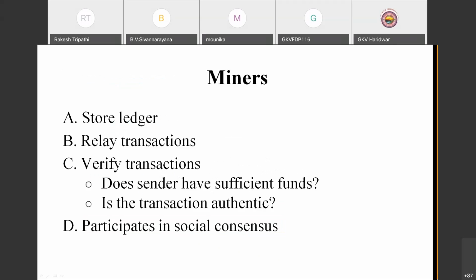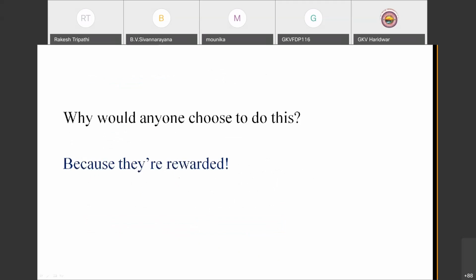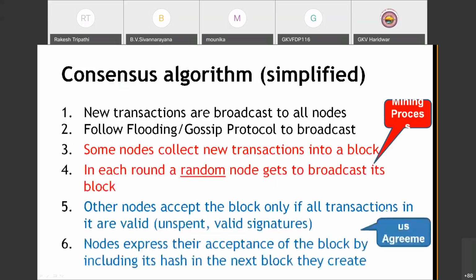Okay, there are miners. Miners are responsible for storing the ledger. They relay the transaction. They verify that this transaction is legal and has not been forged. Okay, and they also participate in the consensus. Why would anyone choose to become a miner? Because they are rewarded.